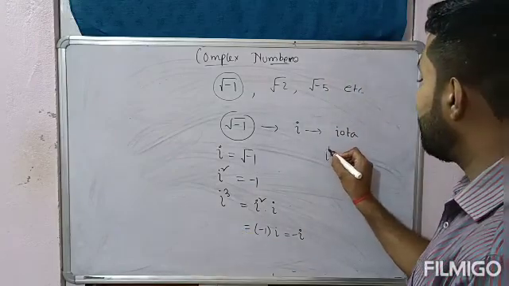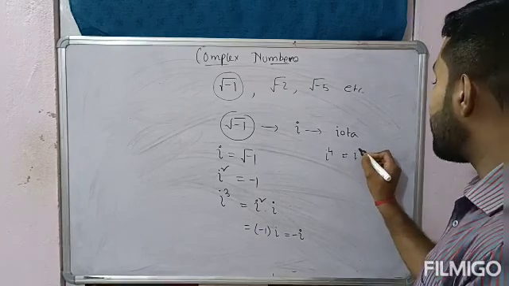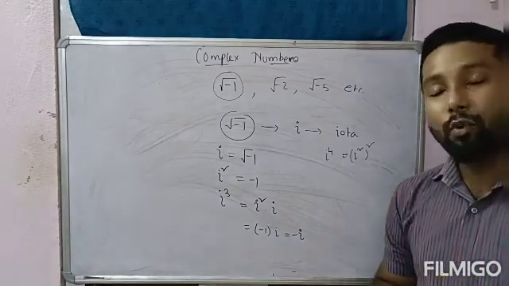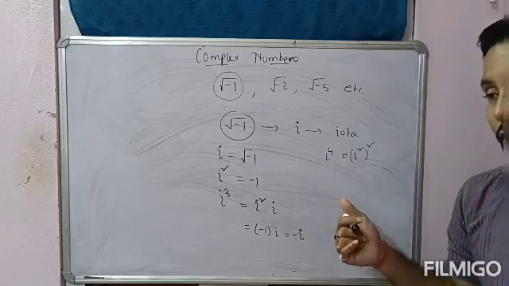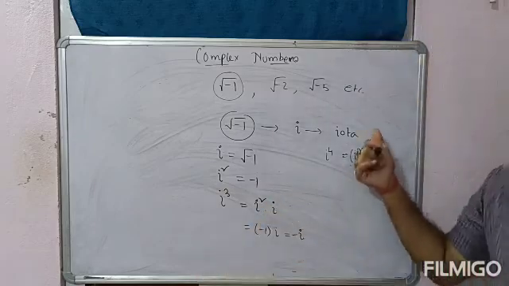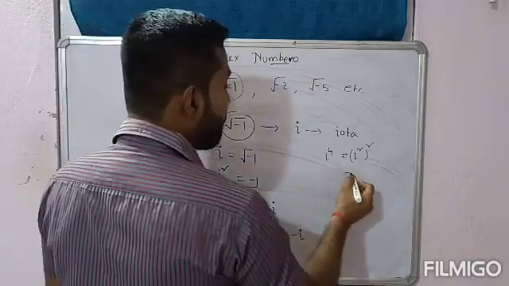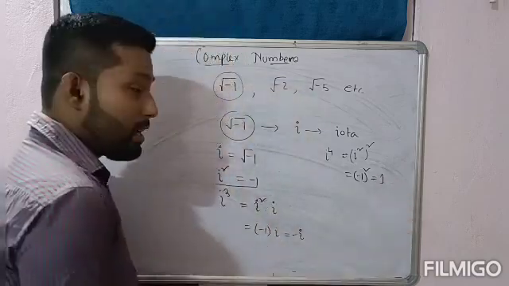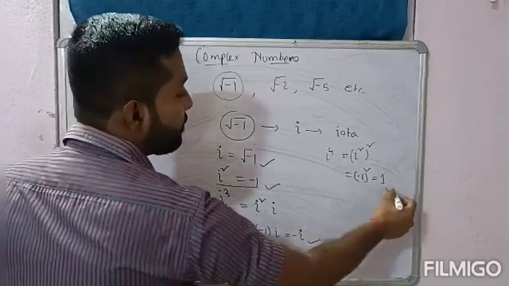Therefore, what will be the value of i to the power 4? i to the power 4 can be written as i square whole square, or else we can write i square into i square. You can write this i to the power 4 like i square into i square, or i to the power 2 whole square. So what is the value of i square? The value of i square is minus 1. So minus 1 whole square is equal to 1. So these are the values of i square, i cube and i to the power 4.